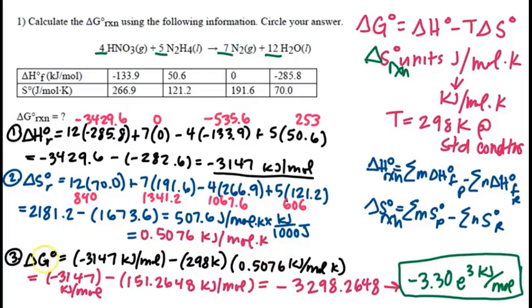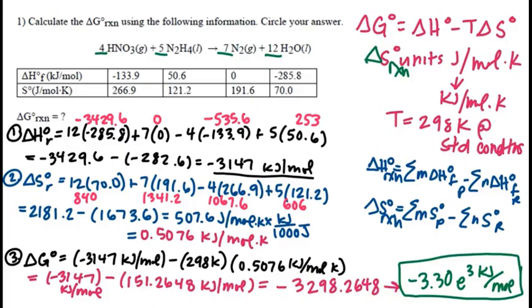Now let's solve for delta G by plugging all of our values into this expression. So delta G is going to equal negative 3147 kilojoules per mole minus 298 times 0.5076 kilojoules per mole Kelvin. Again, we're at 298 Kelvin because we're at standard conditions. When I multiply these two numbers together, I get 151.2648 kilojoules per mole. So now I have to subtract both of these numbers. I'm going to take negative 3147 and subtract 151.2648. I get negative 3298.2648 kilojoules per mole.